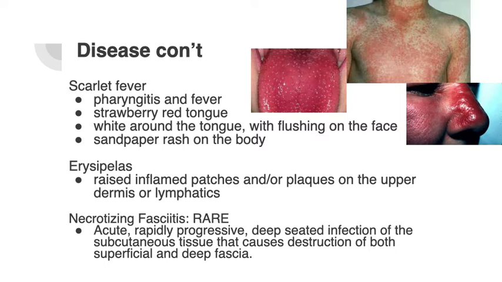Is scarlet fever, and this is correlated usually with the swelling of pharyngitis in the throat and with fever, as it's in the name. Strawberry red tongue, which we see in the photo up above, and sometimes there is white around the tongue, with pretty much flushing of the face, so super red, kind of rashy, and it's a sandpaper-like rash kind of all over the body, as we see in this child up above as well.